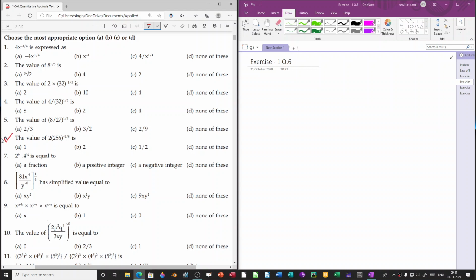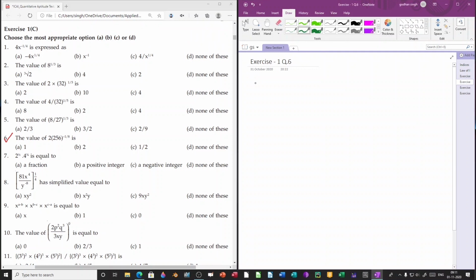Exercise 1, question number 6. The value of 2 into 256 raised to minus 1 by 8 is. So let us solve this one. Solving question number 6. Solution 6: 2 into 256 raised to minus 1 by 8. So equal to 2 into, now if you do the prime factorization of 256, you will get 2 raised to 8. So 2 raised to 8 raised to minus 1 by 8.